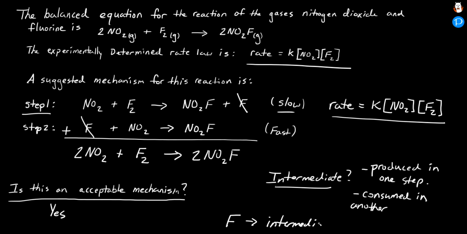Because if I look, it is produced in step 1, so it was made from this reaction here of NO2 and F2. There was F made, but in the second step, it's used up as a reactant, and I don't have it as a product here, which is why it got canceled out, because it's the same on either side, and so it's not part of the overall balanced equation. So it is made in one step, used up in the other. That's how you would identify the intermediate.